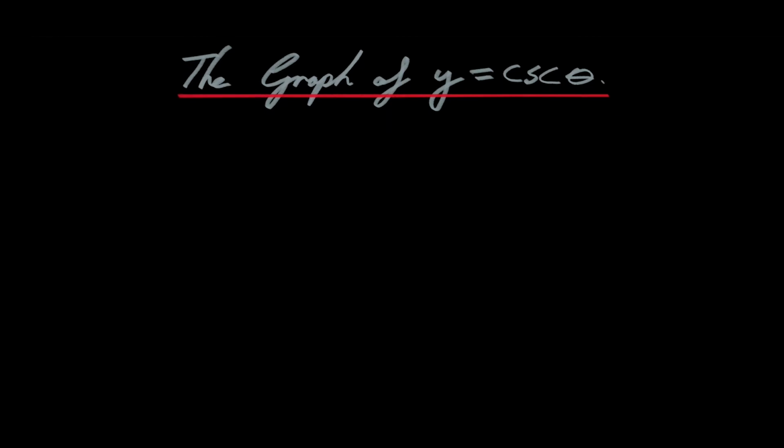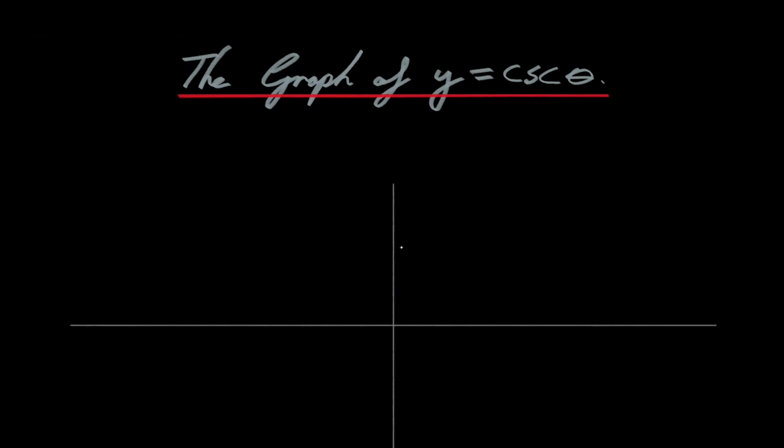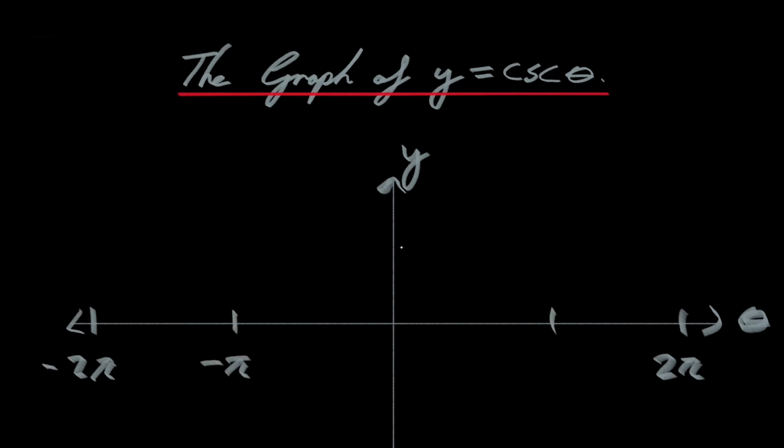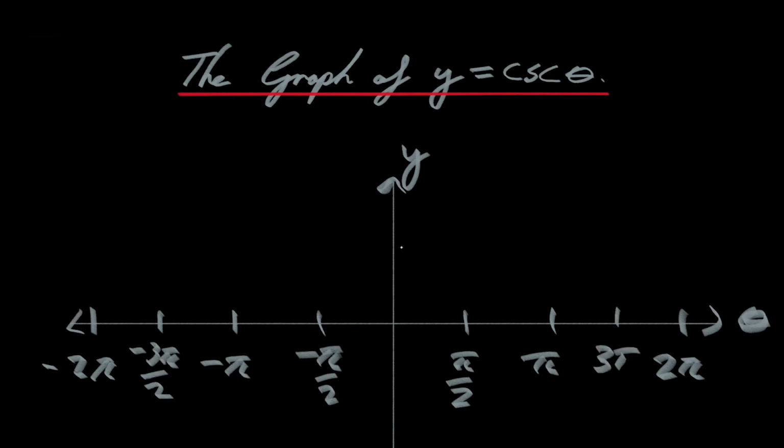So let's start by putting down a theta y-axis. Here's the theta axis, here's the y-axis. Let's put some theta values down on the graph. Let's say this is 2 pi, halfway, negative pi, and pi. That will be positive pi on 2. This will be negative pi on 2. This will be negative 3 pi on 2. And this will be positive 3 pi on 2.